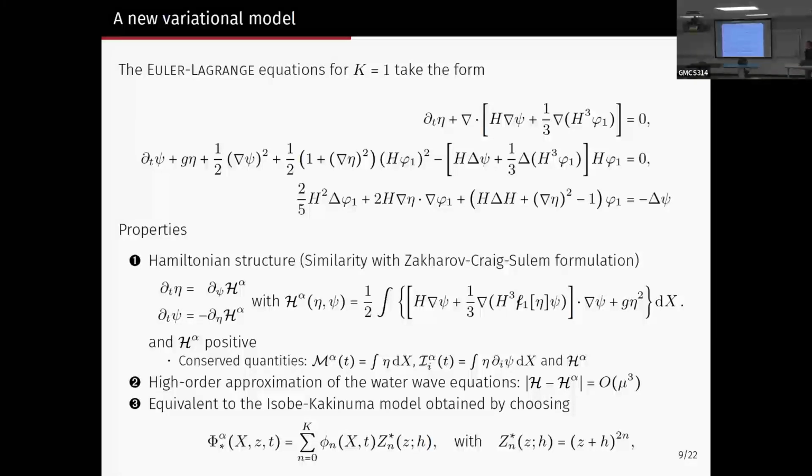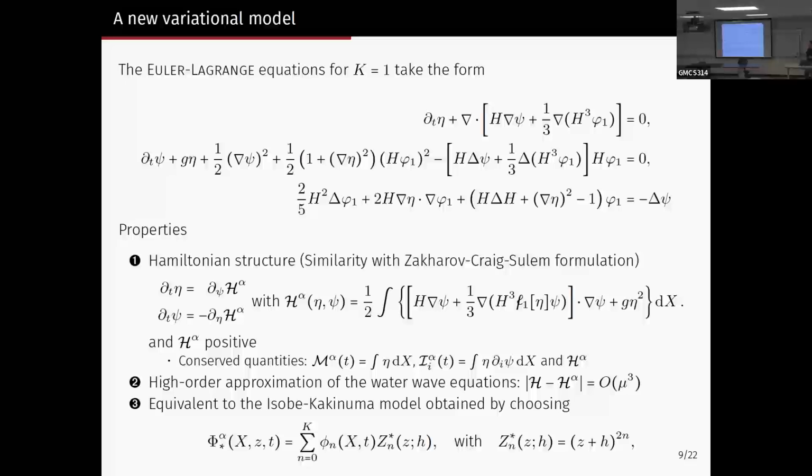We have shown the Hamiltonian structure, the conservation of mass and momentum, which are classical in water waves. Water waves have more conserved quantities. We have verified these 3 for the moment. And we have shown that it's a high order approximation of the water wave equation, and they are equivalent to the Isobe-Kakinuma model obtained from the Boussinesq asymptotic expansion. I will not go into the details.